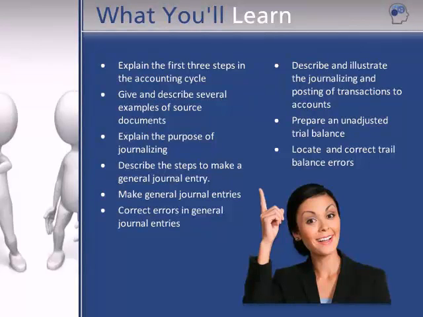Give and describe several examples of source documents. Explain the purpose of journalizing. Apply information from source documents. Describe the steps to make a general journal entry. Make general journal entries. Correct errors in general journal entries. Describe the steps in the posting process. Post general journal entries. Prepare a trial balance. Locate and correct trial balance errors. Record correcting entries in the general journal.